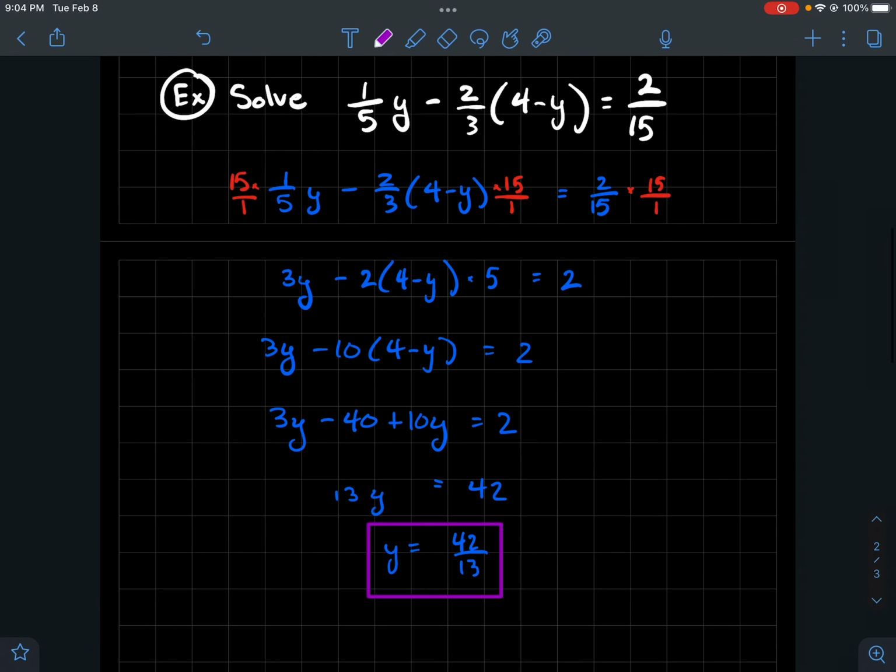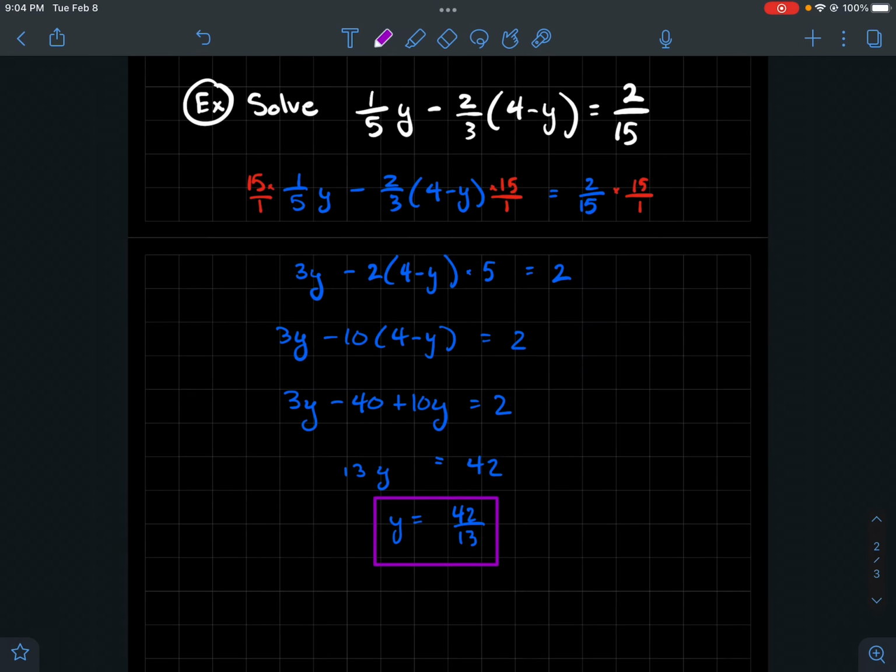So we've practiced solving a few linear equations in one variable.